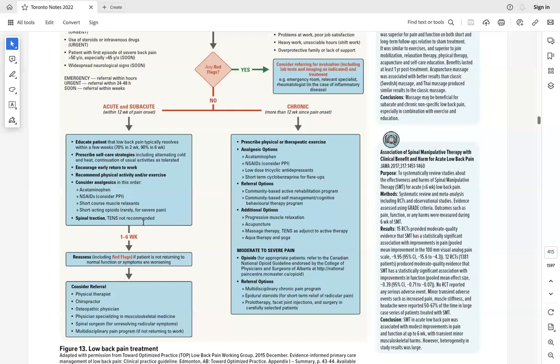That is for severe pain. Along with that, spinal traction is not recommended. After we do all this, we follow up the patient in 1 to 6 weeks.